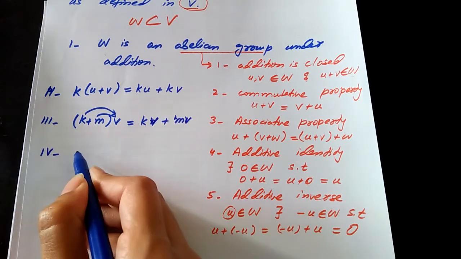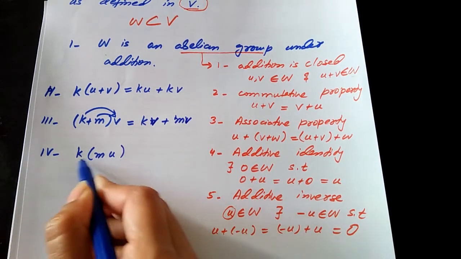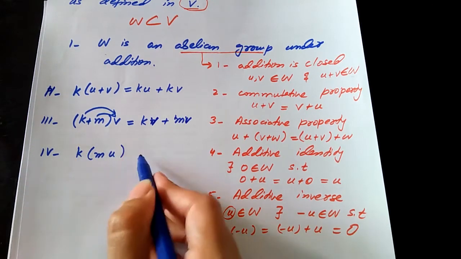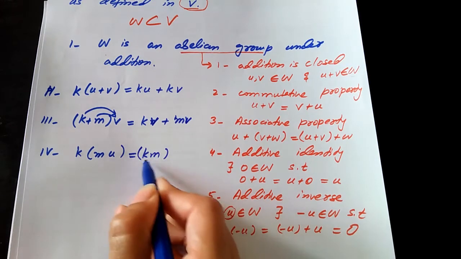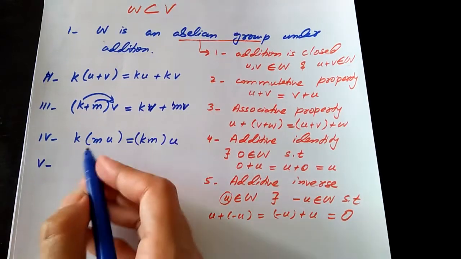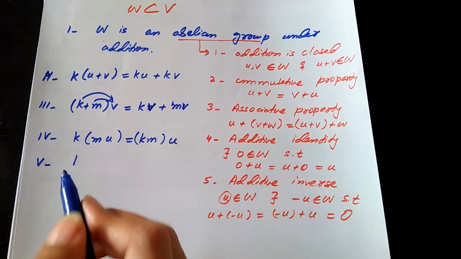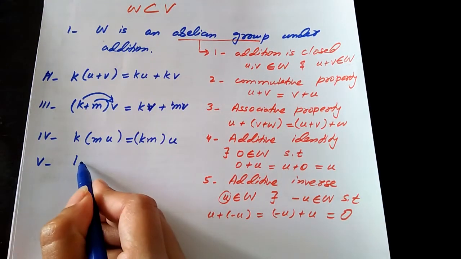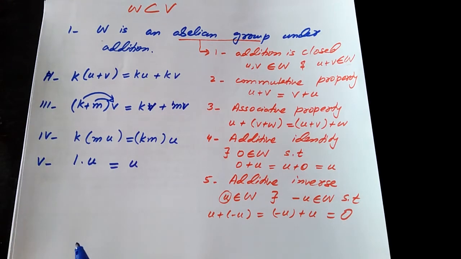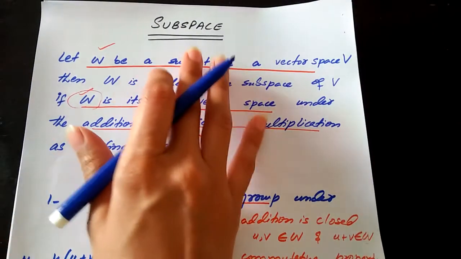The fourth axiom is, if you have two scalars k and m, here you have scalar multiplication. First of all, multiply m with u and then the answer with k. It will give you the same answer if you multiply the scalars together and then with the vector. The fifth and the last axiom is, if you have an identity in this main set W such that if you multiply it with a vector from this W, it will give you the same vector. So if all these axioms are proved here, then this means that this is your subspace.